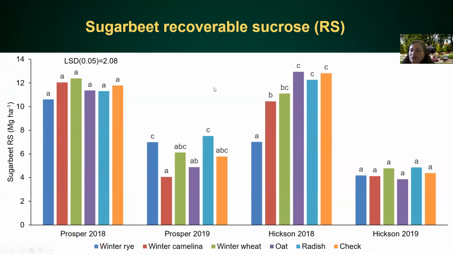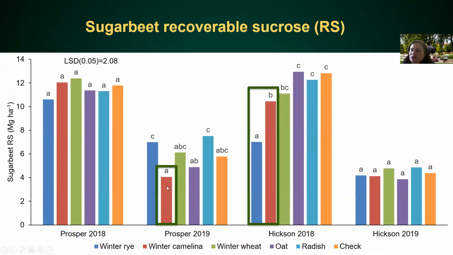So in recoverable sugar, we also saw a problem. It was not only rye, but it was only in camelina. So two of the winter hardy crops reduce recoverable sugar in two of the locations in years. So we're having a negative effect of these winter hardy cover crops. No effect on any of the other ones, and like I said, no effect of nitrogen, so no nutrient cycling.